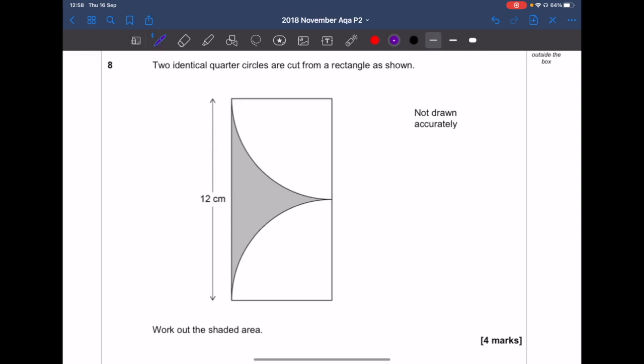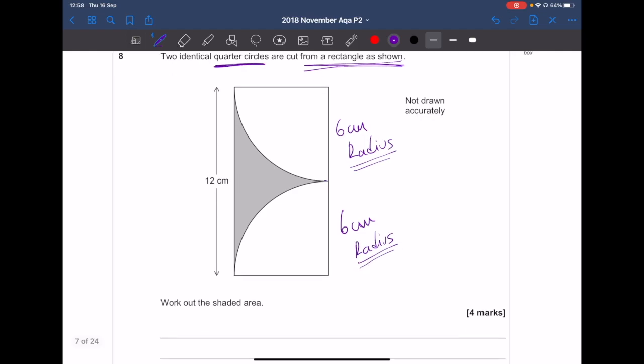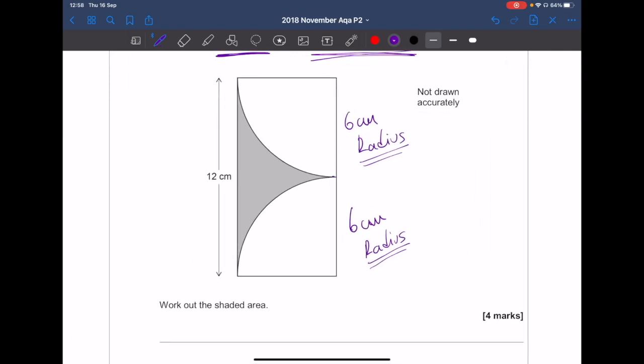Continuing on, two identical quarter circles are cut from a rectangle, as shown. So you've got the whole length is 12, so straight away, without even looking at the question, I can see this is 6 centimeters and this is 6 centimeters, because it's the halfway point. So these two are the radius of the circles. Work out the shaded region. Well, if that's 6, then that must be 6 here.